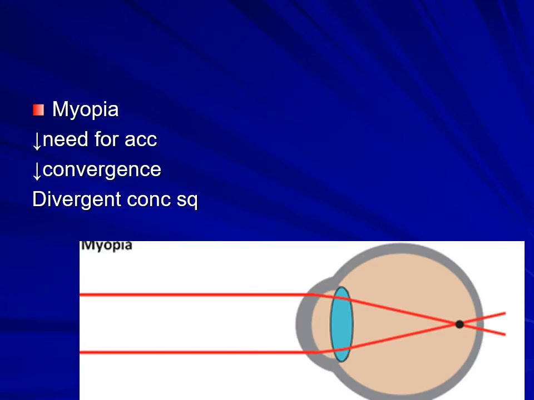In the myopic eye, the opposite is true. The parallel rays with relaxed accommodation are focused in front of the retina, so this person tends to get close to have divergent rays to have the focus on the retina. When he gets close, he doesn't like to use accommodation to keep the focus, so there is a decreased need for accommodation and decreased need for convergence, so the eyes tend to have a divergent concomitant squint.